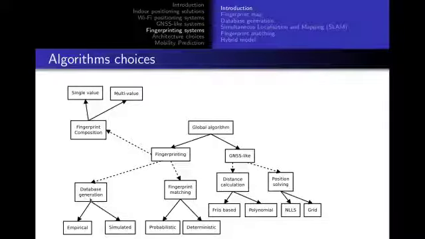The database generation can be either empirical, which means that you perform real measurements, or simulated, following a propagation model. And the fingerprint matching can be either probabilistic or deterministic. With a deterministic matching, one input always gives the same output, while for the probabilistic system you may have varying outputs given your inputs.